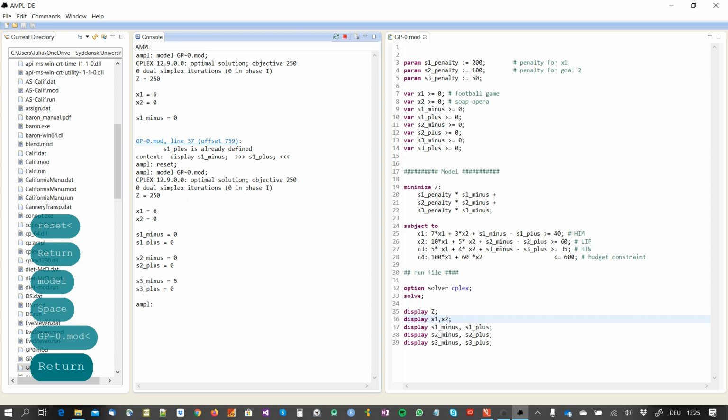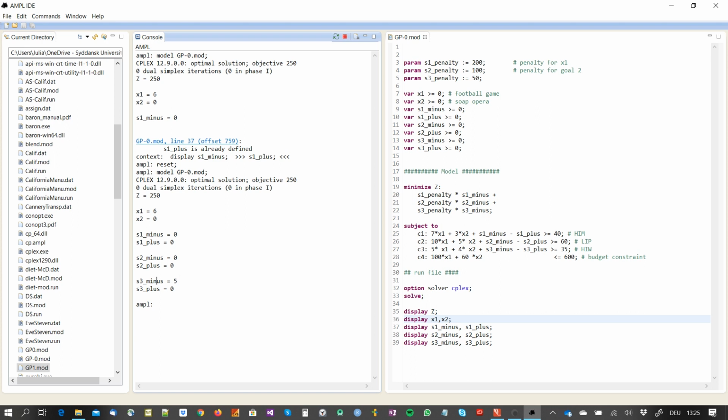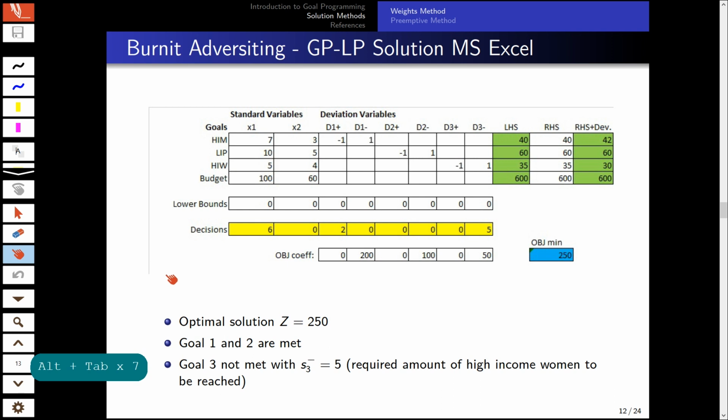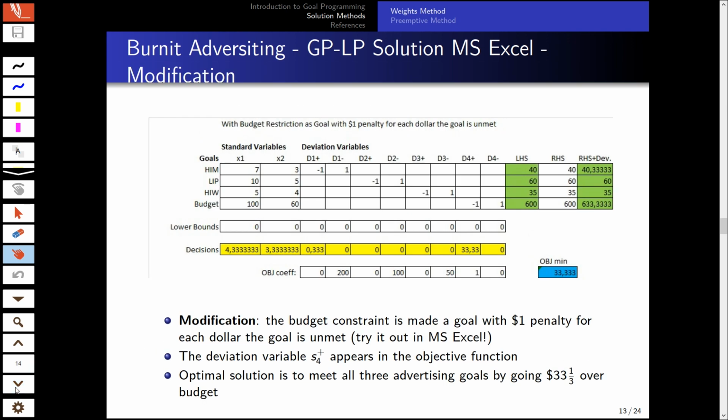And you can see that we get the right solution. Objective function is 250, and we buy for that company 6 of x1 and nothing of x2. And we see here also that with respect to the third constraint we have a deviation in underscoring to meet the high income women. So this is how you can implement the model in AMPL. And to check again here, we get the same solution as for the Excel version, of course, because it's optimal.